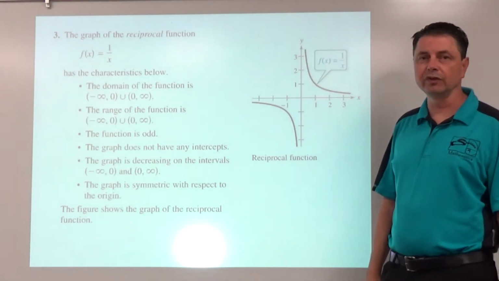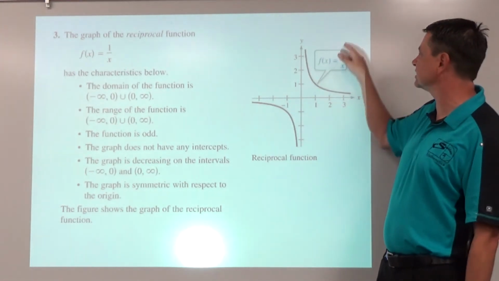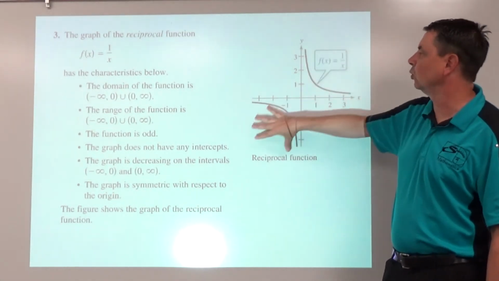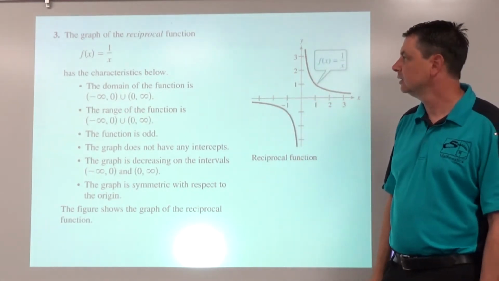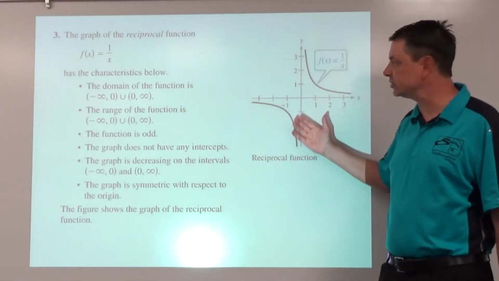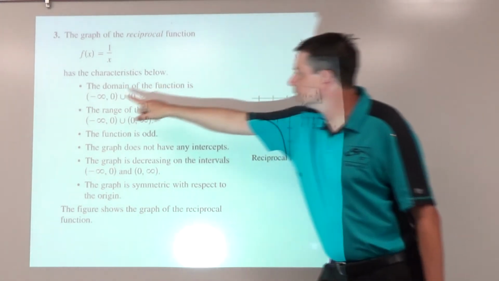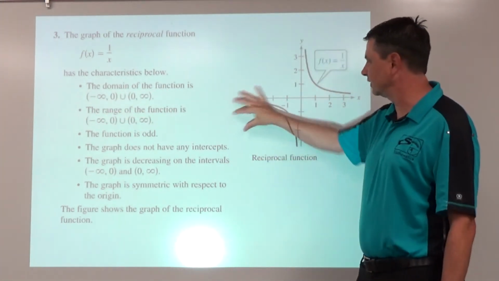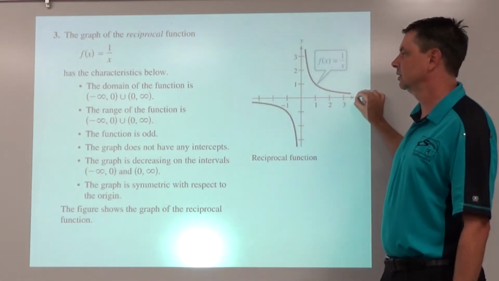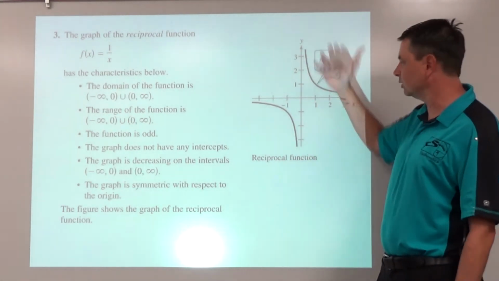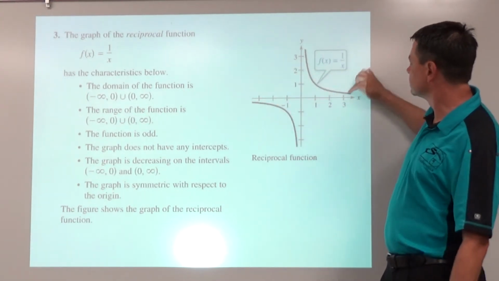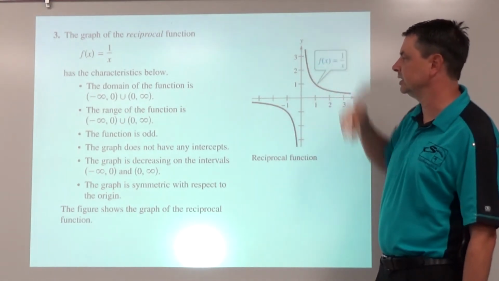The reciprocal function, this might be a new one, f of x equals 1 over x. Looks like that. It's in quadrants 1 and 3. The domain of the function is basically everything except for 0. So from negative infinity to 0, that takes care of this part. And from 0 to infinity takes care of that part. And then range up and down ends up being the same: negative infinity to 0, 0 to infinity.